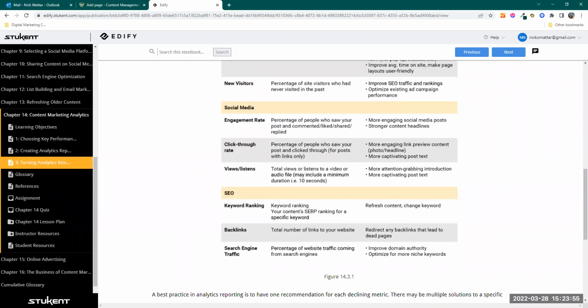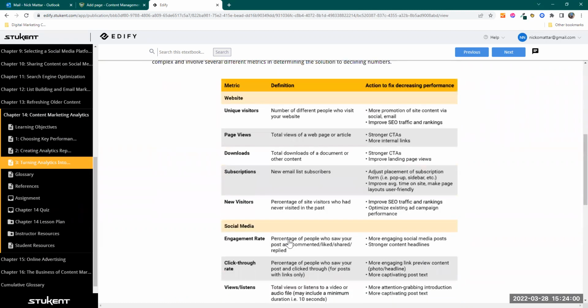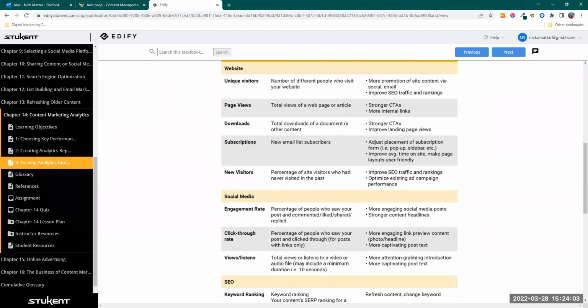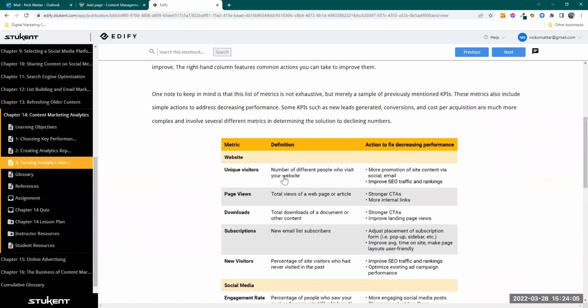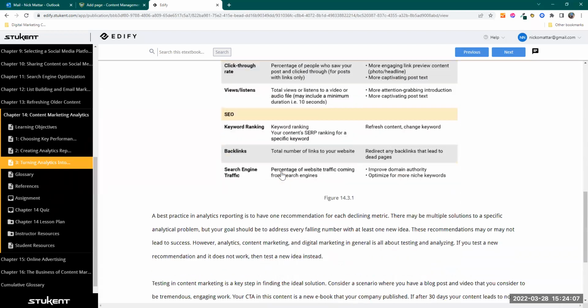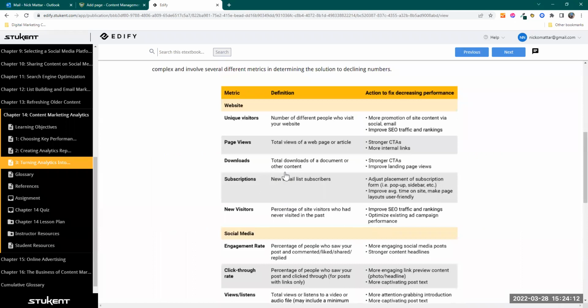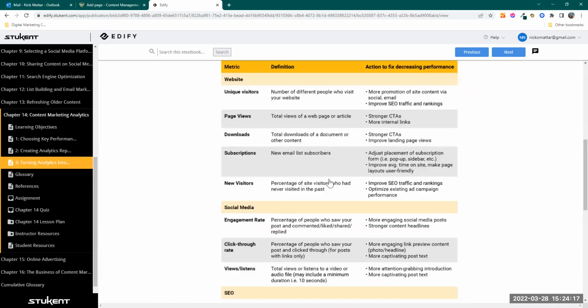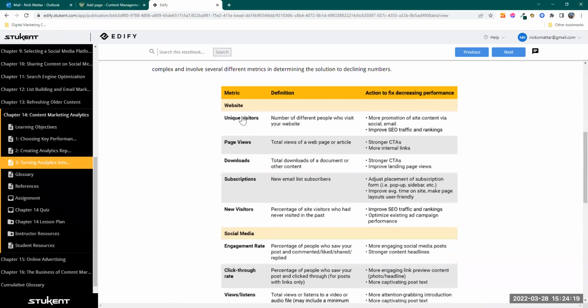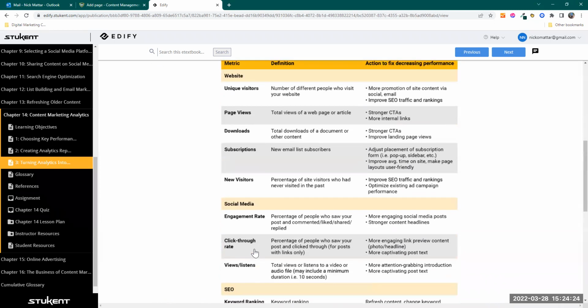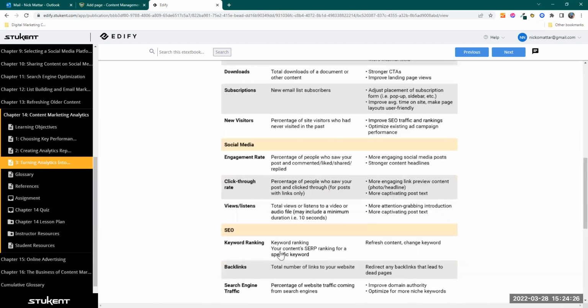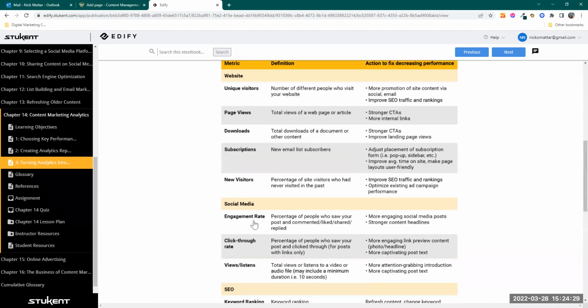So one idea is thinking about, let's see here, where do I want to start? I would say of this data, the really important ones to know are really the website ones, because you've already learned these and they're pretty important. And social media. You don't really need to know the keyword one, the SEO ones.